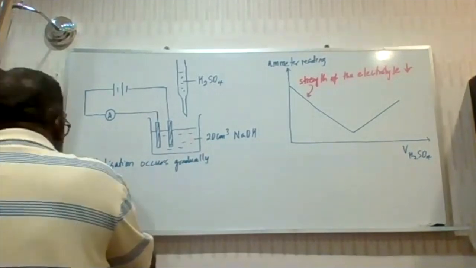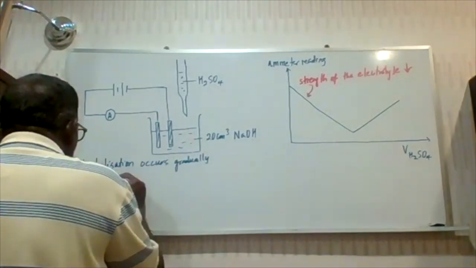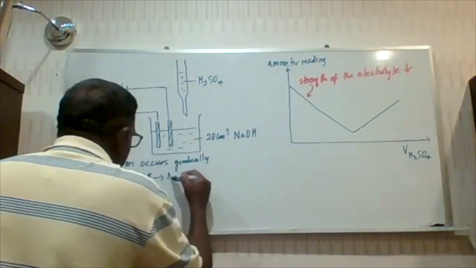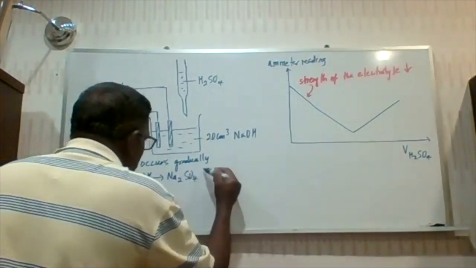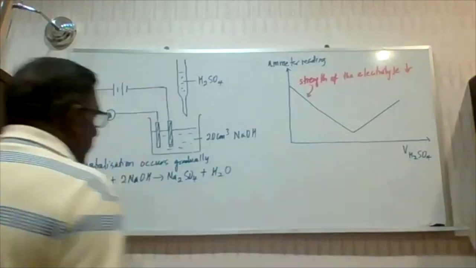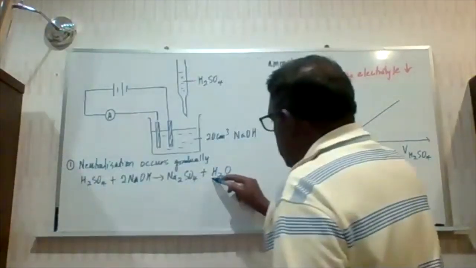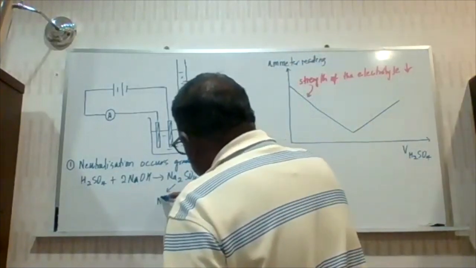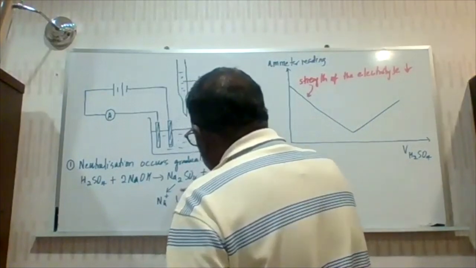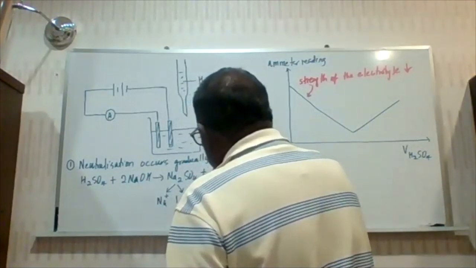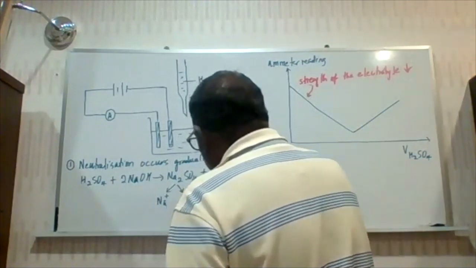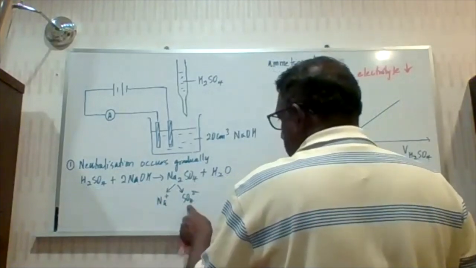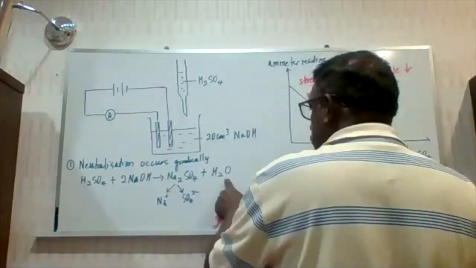Let's analyze further. H2SO4 reacts with sodium hydroxide, NaOH, and you are expected to get Na2SO4 plus H2O. So water is being produced. The salt is soluble, which means it is by itself an electrolyte, so ions are produced. This is an ion, this is an ion. So you are still having sodium ions and sulfate ions, but you are having water on top of that.